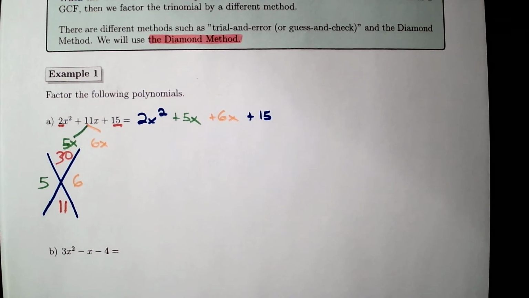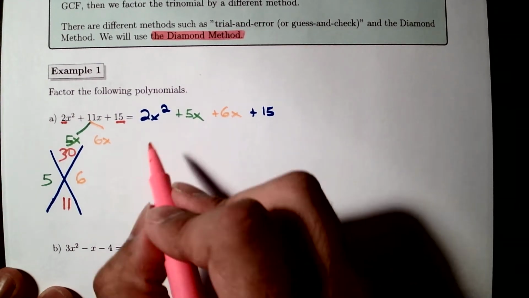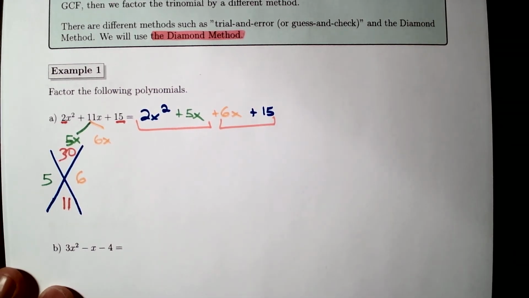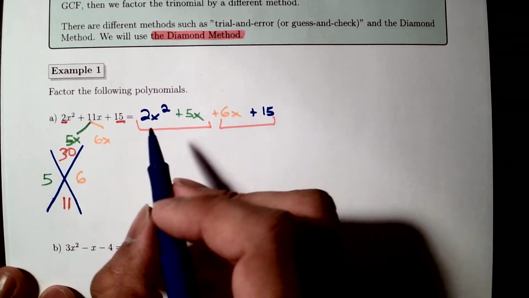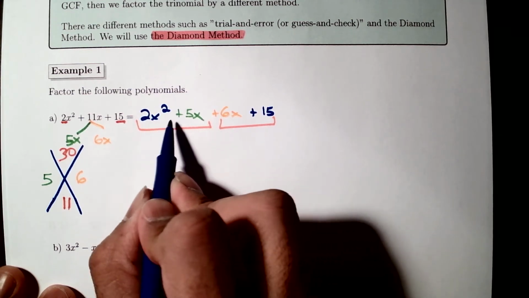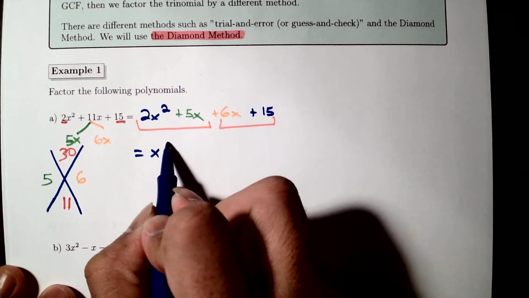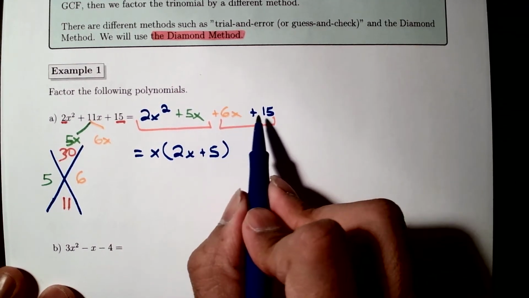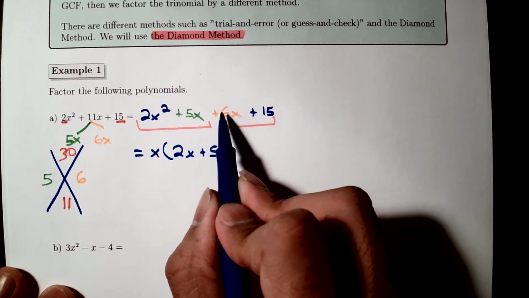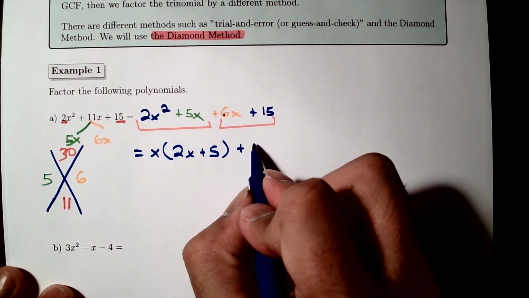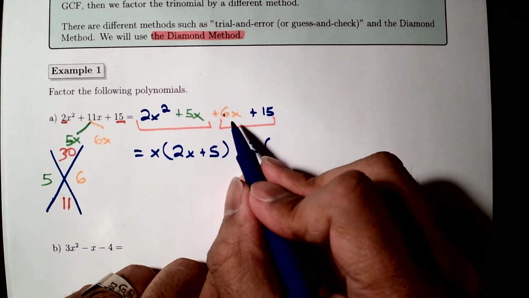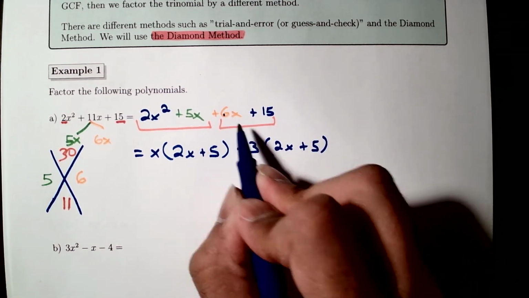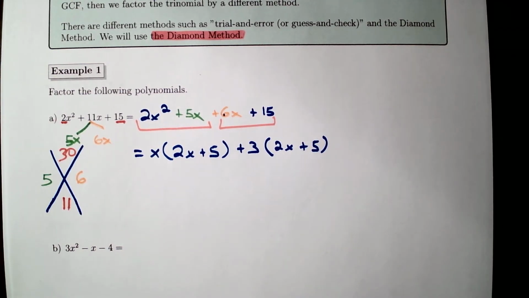For that, we're going to use a method that we already covered in the previous section. Remember factor by grouping? Alright, so we're going to do factor by grouping. We're going to find the GCF of the first group. The GCF is only x times 2x plus 5. And the GCF between 6x and 15, they only have in common the number 3. So 3 times 2x plus 5, because 3 times 2x equals 6x and 3 times 5 equals 15.